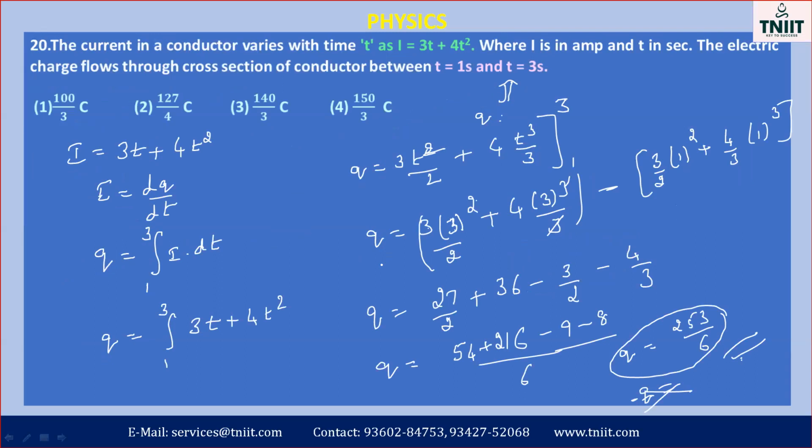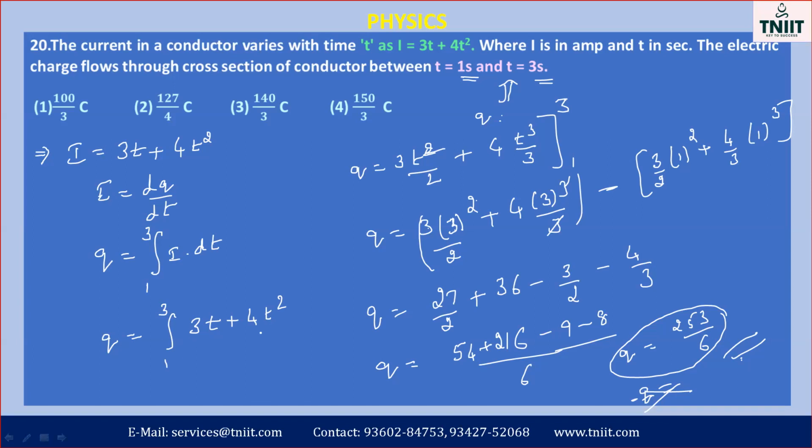This is the problem. The current equation is given as 3t plus 4t squared, where current is in ampere and t is in second. What is the electric charge flowing through the conductor from 1 second to 3 seconds? Current is given by the formula 3t plus 4t squared. By definition, current is dq by dt, or you can write q is the integral of I dt. The limits are from 1 to 3.